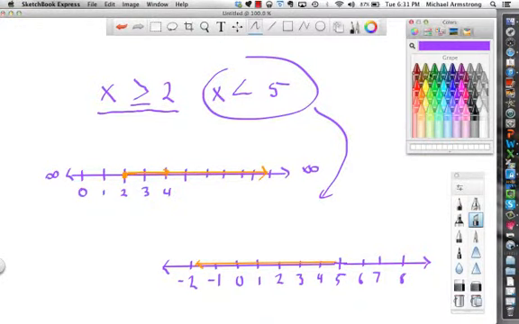5. So it's not equal to 5 anymore, it's just less than 5. So we're going to do a hollow circle here, instead of a solid circle. The solid circle means it's also equal to, with this little line under here. The solid circle means it's equal to. The hollow circle means it's just less than or just greater than. Ta-da! I think that'll do it for you.